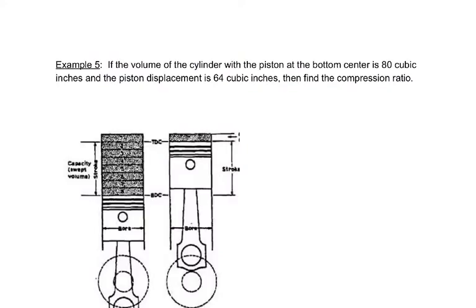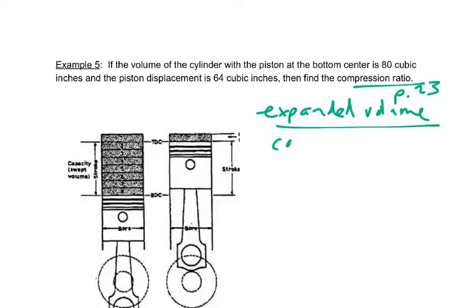So here's one more with cylinders and pistons. The volume of a cylinder with a piston in the bottom center is 80 cubic inches, and the piston displacement is 64 cubic inches. Find the compression ratio. So we talked about compression ratios back in the very beginning of this course. It was on page 23 of our notes. Compression ratio is the expanded volume to the compressed volume.